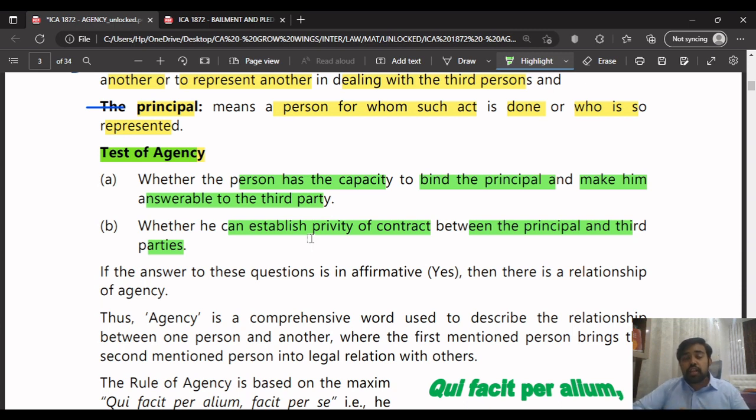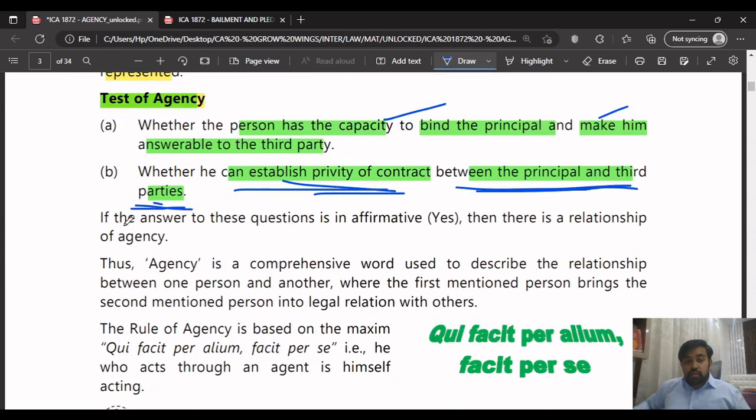What is the test of agency? There are two conditions. One is that the agent should have the capacity to bind the principal and make him answerable to a third party. There are two points, try to remember. Okay, this is very, very important. Number one, you should have the capacity to bind the principal and make him answerable to third parties. And the second point is to establish privity of contract between principal and third party. Coming to the next point, if the answer to this question is yes, then there is a relationship of agency.